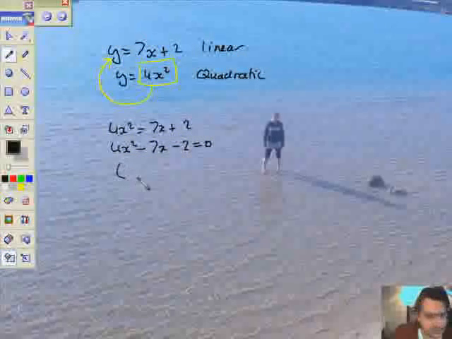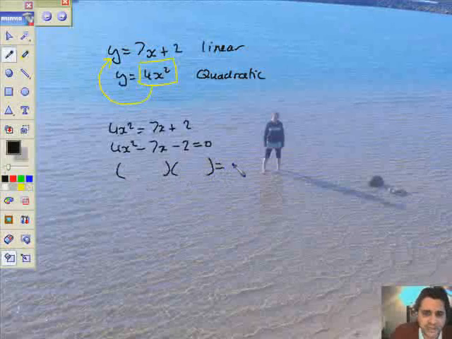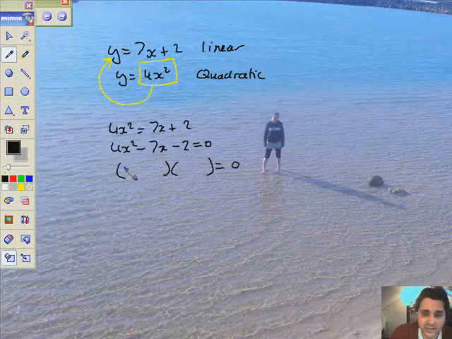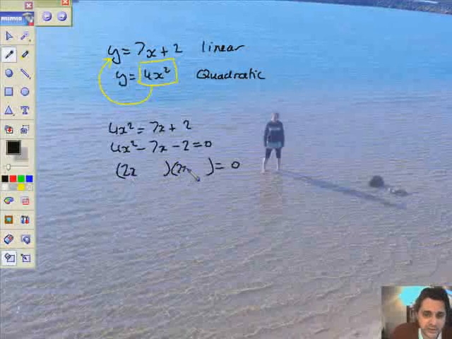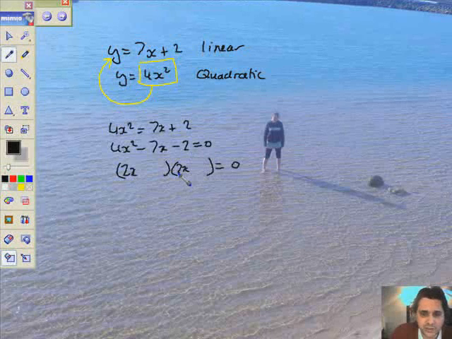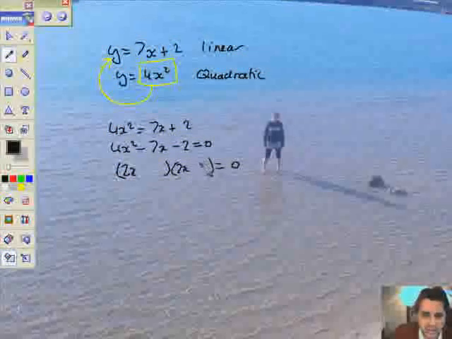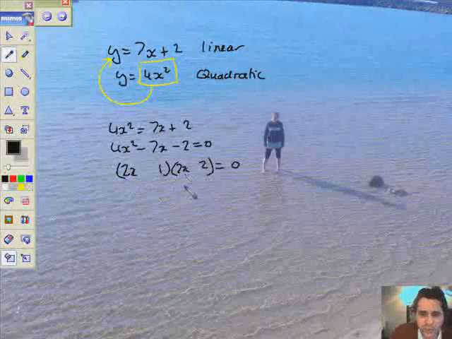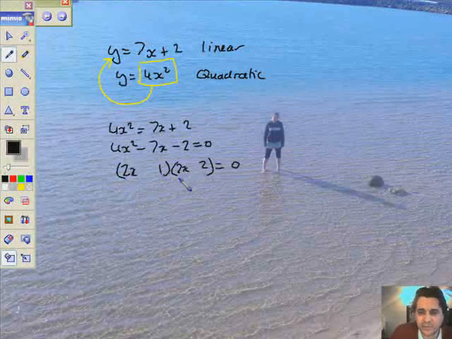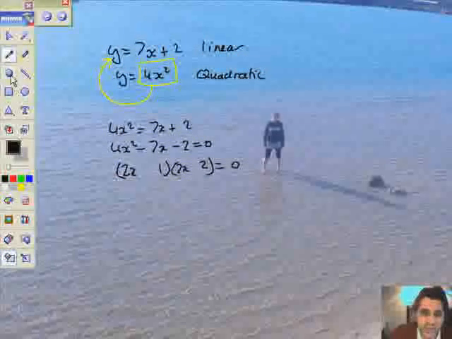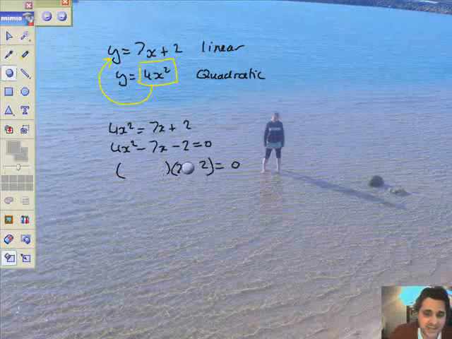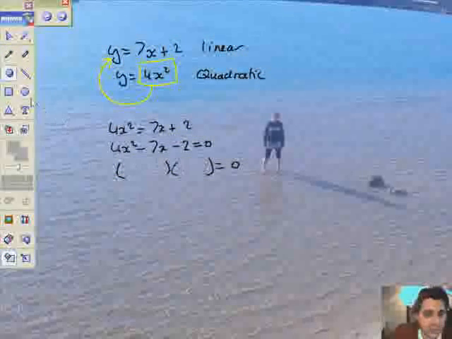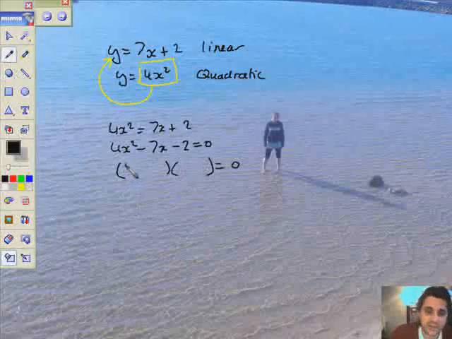Equals 0. Solve it like an ordinary quadratic, because that's what it is. Again, it's hard to know whether we're going to go for 4s or 2s. I don't know yet. Let's go for 2s. How do we make 2? That's going to be 2 times 1. Will that work? That's going to be 4 plus 2. That's not going to work, is it? Because 4 plus 2 will only give me 6 x's, not 7 x's. So I tried it, and I've decided it doesn't work.